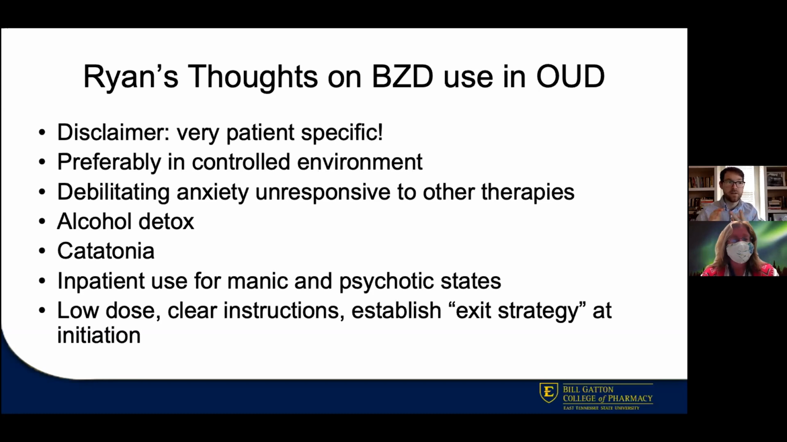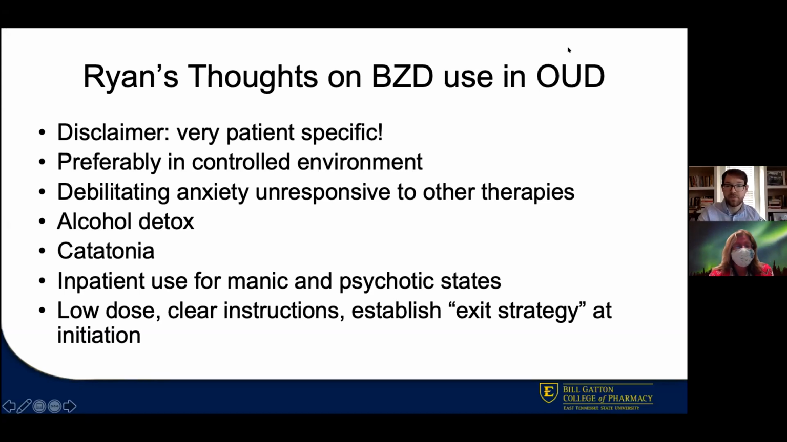Antidepressants, psychotherapy, counseling: try everything else before. But if somebody really cannot function without it because of crippling anxiety, that might be a setting. Alcohol detox, again, that would be in the inpatient setting; catatonic patients; inpatient use for manic and psychotic states. And when you do use them, low dose, very clear instructions. And if you're going to prescribe it in an outpatient setting for anxiety, it's important to have an exit strategy, so making sure that we have the rules defined.